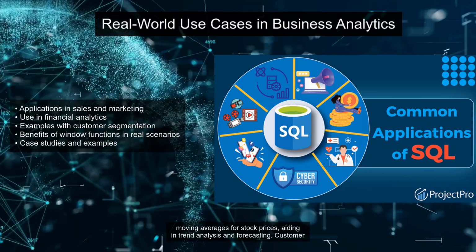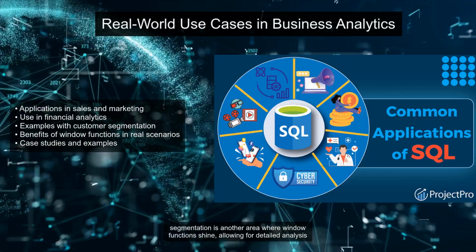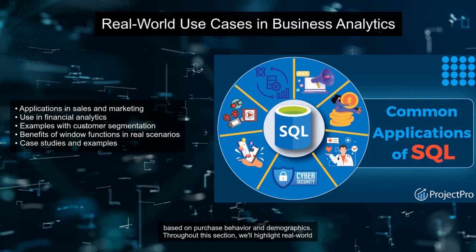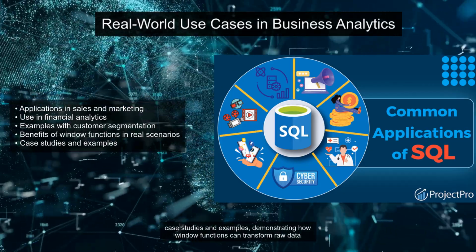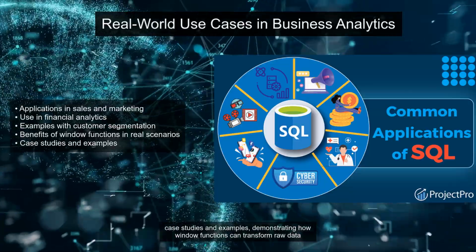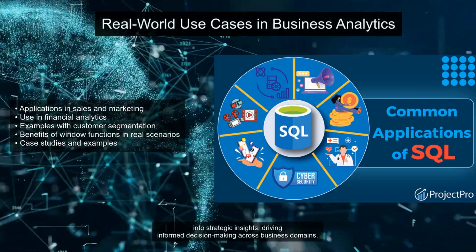trend analysis and forecasting. Customer segmentation is another area where window functions shine, allowing for detailed analysis based on purchase behavior and demographics. Throughout this section, we'll highlight real-world case studies and examples, demonstrating how window functions can transform raw data into strategic insights, driving informed decision-making across business domains.